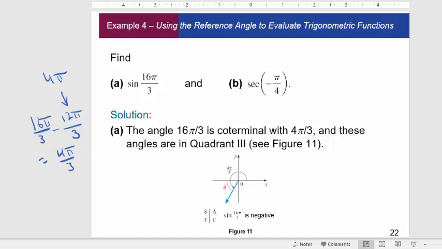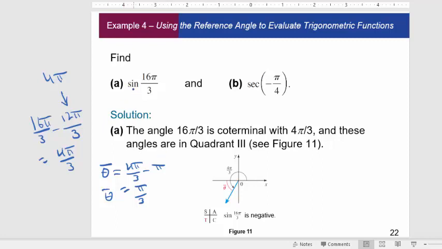So really what you're going to sketch is an angle 4 pi over 3, and 4 pi over 3 ends up being in the third quadrant. Now, in the third quadrant, how would I get that reference angle? Well, we had talked about this. You take the whole angle, theta, minus pi, minus 180, which is pi. So theta bar is 4 pi over 3 minus pi, which is really 3 pi over 3. So you end up with pi over 3. So 16 pi over 3 has a reference angle of pi over 3.